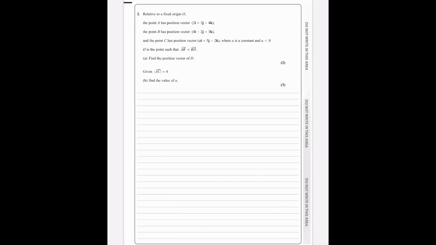Alright, question number 2. With vectors, you have a choice. You can stick with the i, j's and k's, or you can turn them into column vectors. I tend to prefer working with column vectors, so I'm going to call a to b 2, minus 5, 7, just looking at the position vectors of a and b.